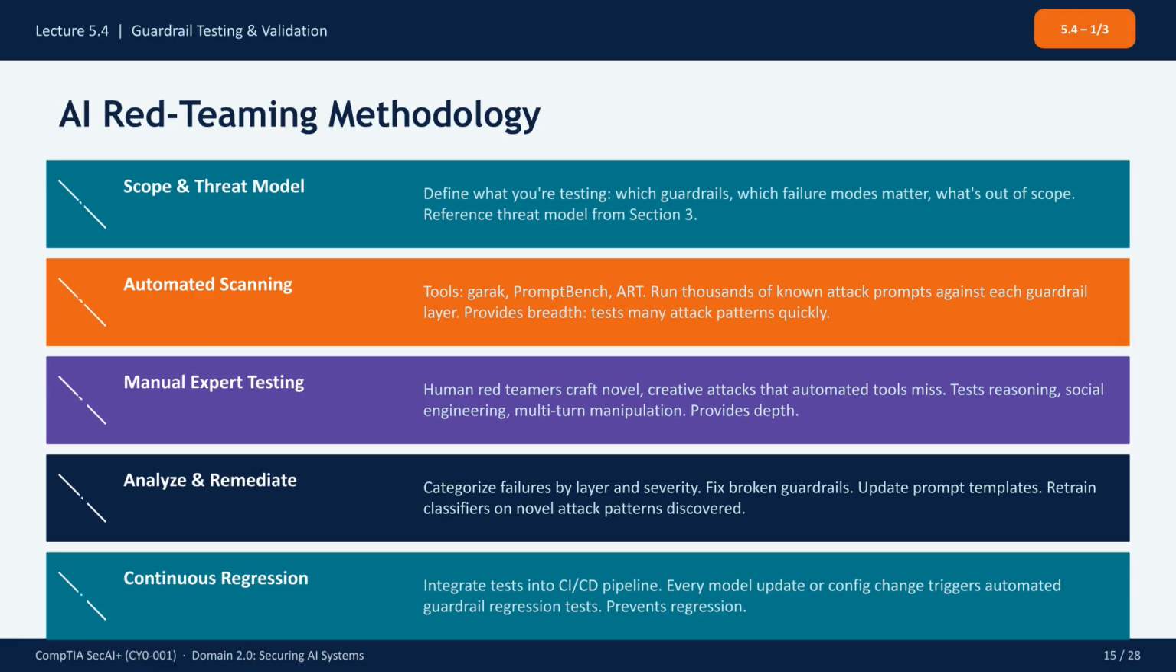Phase 1 is scoping and threat modeling. Before you test anything, define what you are testing. Which guardrails? Which failure modes matter? What is out of scope? Reference the threat model from Section 3 to prioritize the most likely and most impactful attacks.